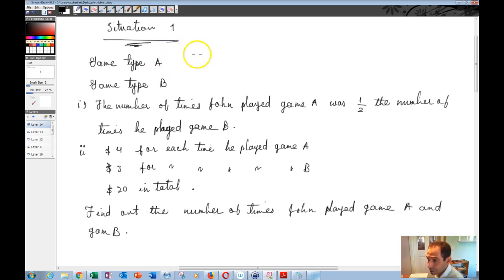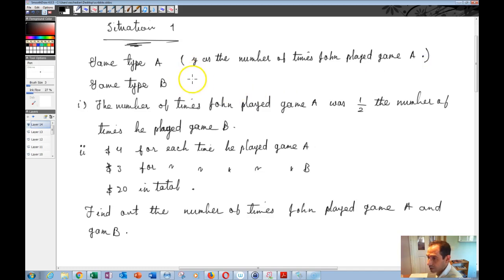Okay. So I take Y as the number of times John played game A. And then I take X as the number of times John played game B. This way I can write these sentences in an algebraic way. So the number of times John played game A, which is Y, was equal to 1/2 of the number of times he played game B. The number of times he played game B was X, so 1/2 of that would be 1/2 X.